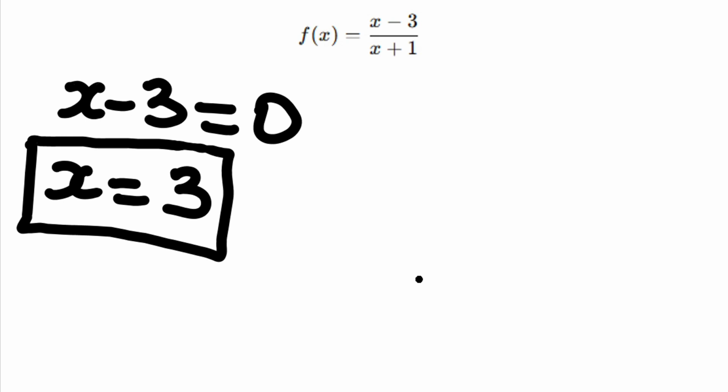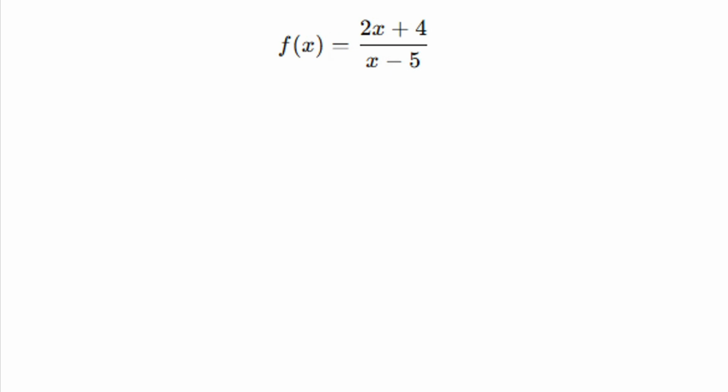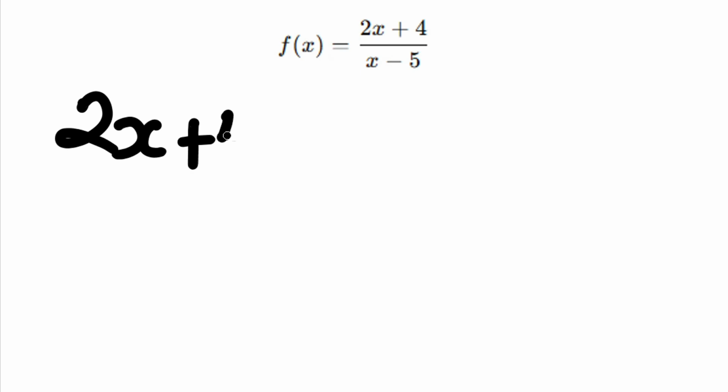Now let's solve another question. This question says f of x is equal to 2x plus 4 all over x minus 5. As usual, we will focus on the numerator and equate the numerator to 0. So let's do that. It's going to be 2x plus 4 equals 0.